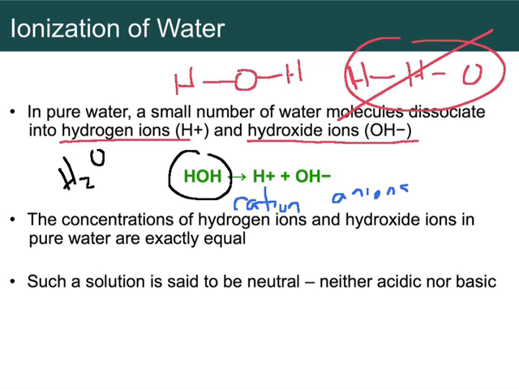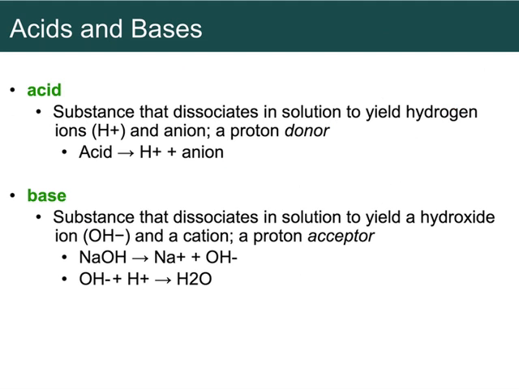Now, in water, when it breaks apart like this, there's exactly the same amount of H pluses as there is OH minuses. So it's equal. So the concentrations of hydrogen ions, which are the H pluses, and hydroxide ions are the same. And that means that it's neutral. It's neither an acid nor a base. Remember, when something breaks apart like that, it's called dissociation. We talked about it in class. I forgot to mention it right there. But that's called dissociation when it breaks apart into its cation and its anion.